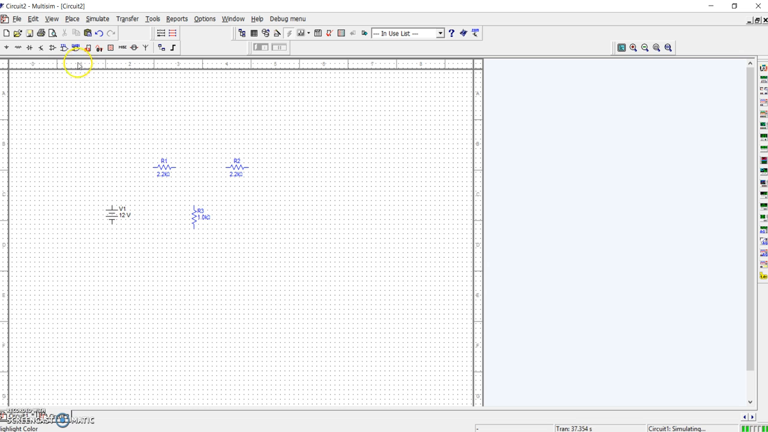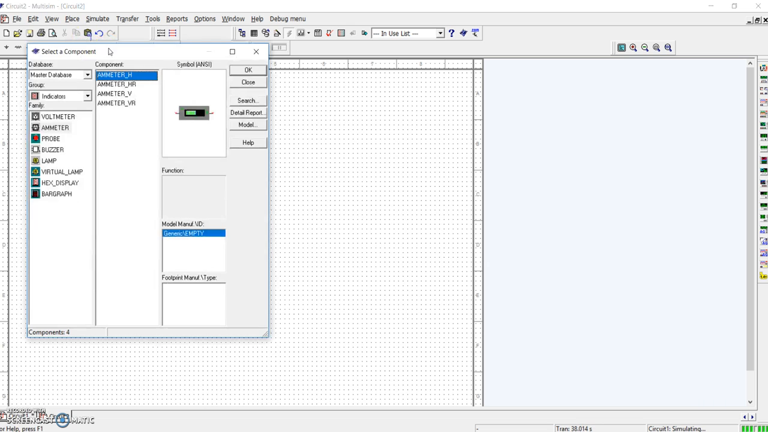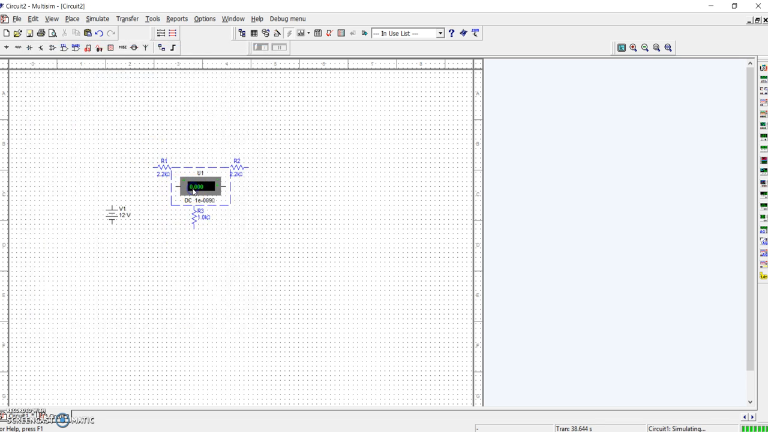And next we need to place an ammeter in series with this load resistance. So placing an ammeter, okay, rotate clockwise. And next giving connections.